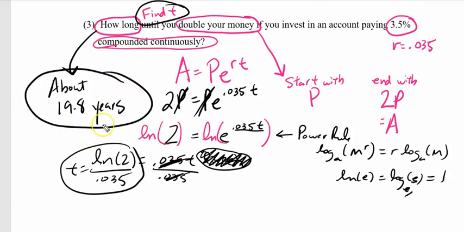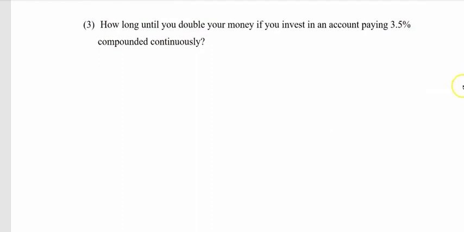If we were to round it to the nearest whole number, it would be about 20 years. Usually it's taken to 1 decimal place. Okay, and that completes the video.